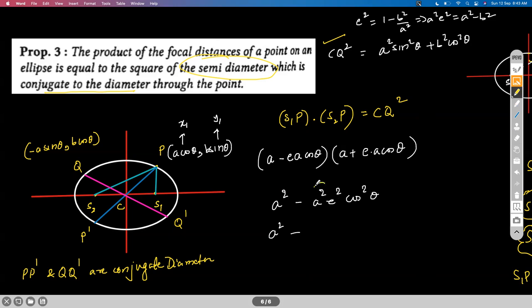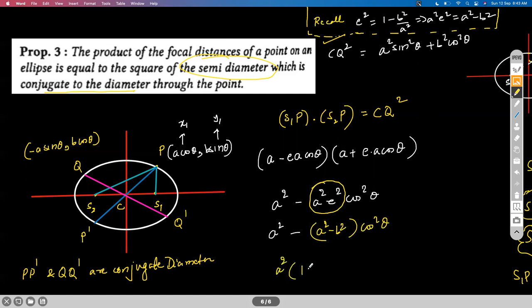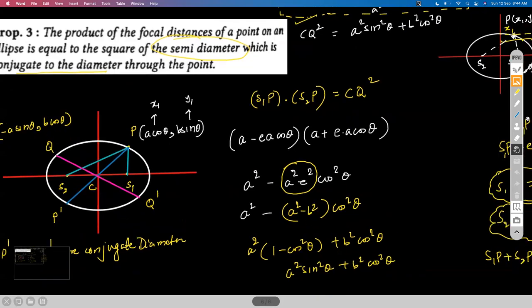Okay. So this A square E square, I'm going to substitute with... I'm just going to box it up. Yeah. So if you simplify this, it becomes A square (1 minus cos square theta) plus B square cos square theta. That's nothing but A square sine square theta plus B square cos square theta. And that's definitely matching with our CQ expression.